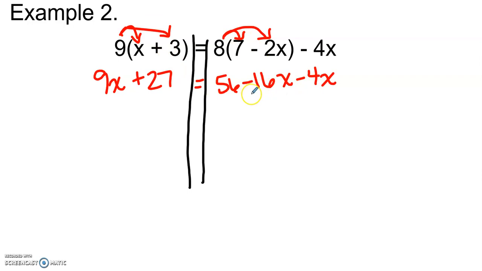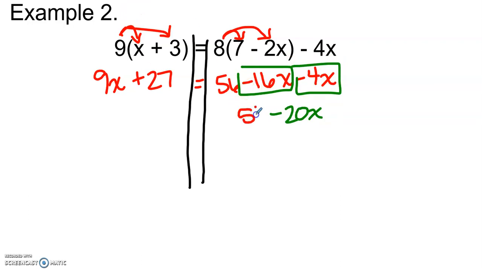Next is combining like terms. Now, what you have to be very careful is you cannot combine like terms across the equal sign. You have to focus on one side of the equation first, and over here on the left, 9x plus 27, there's nothing to combine. So now let's look over at the right side. I do have two like terms, a negative 16x minus 4x, which gives me negative 20x, and I bring everything else down. So again, I cannot stress enough, do not combine across the equal sign.